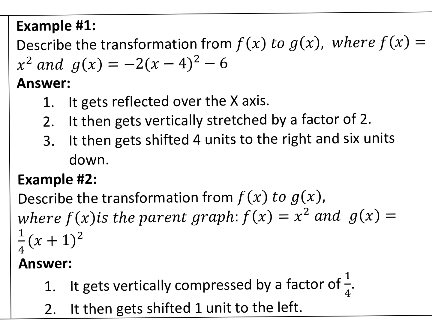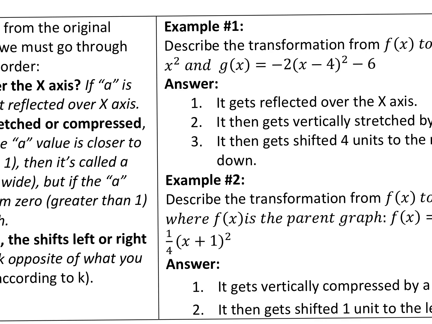It says, describe the transformation from f of x to g of x. Remember, f of x and g of x are just names, okay? Where f of x equals x squared, that's the parent graph with the regular U-shaped curve with the vertex at the origin 0, 0. And g of x is this new parabola, right? So you got to go through the 3 questions over here.